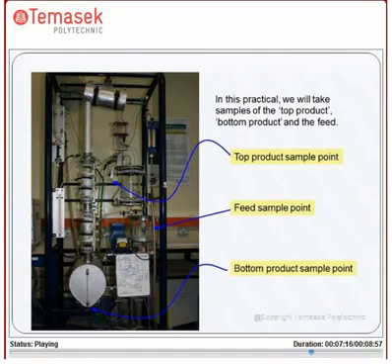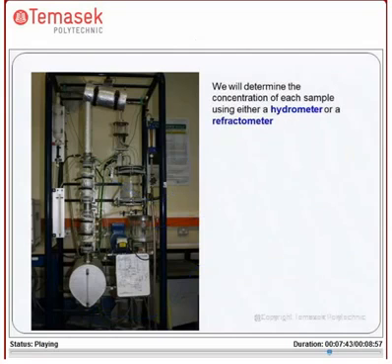In this practical, we will test for the concentration of the various streams entering and leaving the fractional distillation unit. We will review if the concentration of the ethanol in each stream is as expected, that is, top product to be high in ethanol, feed to be average in ethanol, and bottoms to be low in ethanol. How will we determine the concentrations of the samples, since they are all clear colorless liquids? They all look the same. In our experiment, we will use lab instruments like the hydrometer and the refractometer.